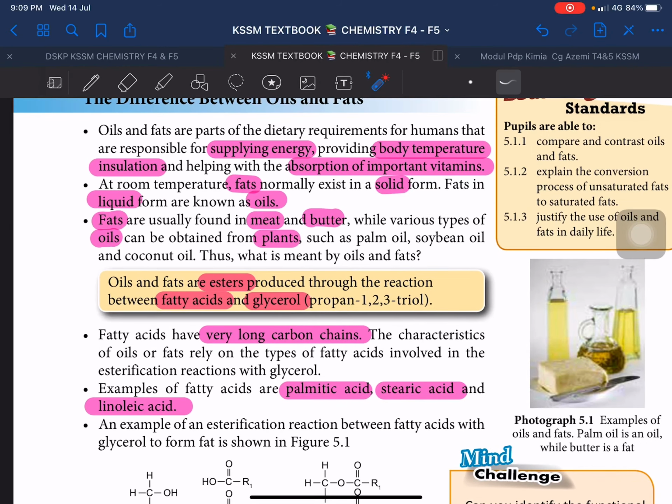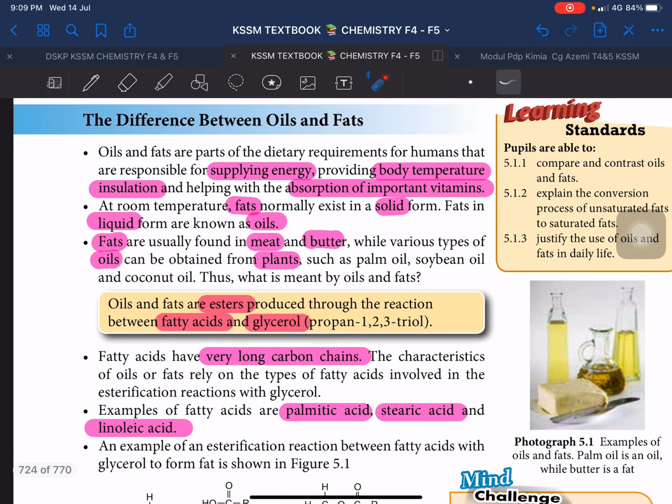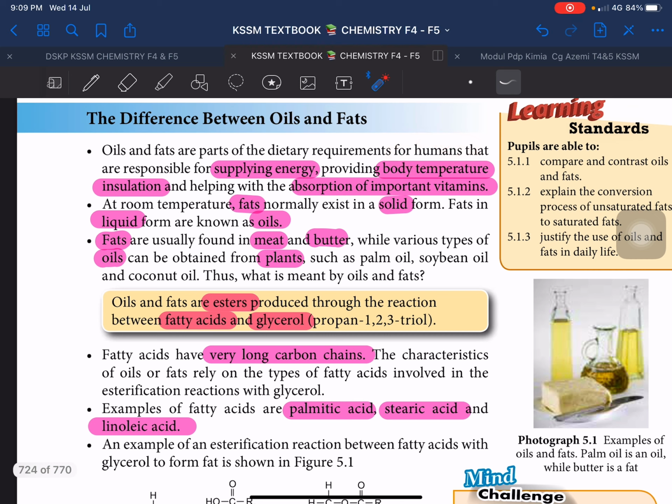So oils and fats ni are parts of dietary requirement for humans. Kita memang perlukan lemak dan minyak. Kenapa? Because those things are responsible for supplying energy. Tenaga ba? Kalau kita tidak makan benda yang berlemak, kita tidak akan cukup tenaga. Okay? Providing body temperature insulation, penebat. Bagi kita penebat kulit lah. Okay? Lemak di bawah kulit.